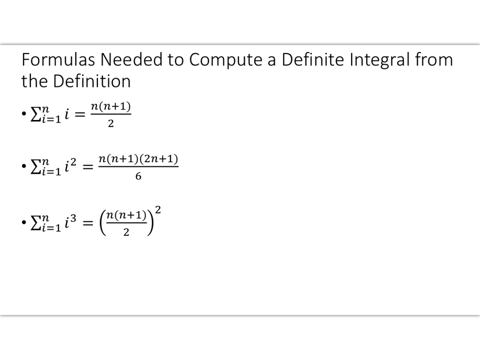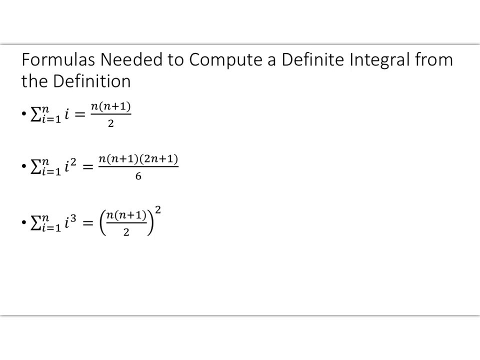We saw in the previous video from section 5.1 that computing the exact value of a signed area, that is, computing the definite integral of a function on a closed interval, can be a messy process involving a lot of sums and limits and other ugly-looking things. And we realized in the last video that there were some formulas involving summation that we needed to know in order to be able to compute these definite integrals.